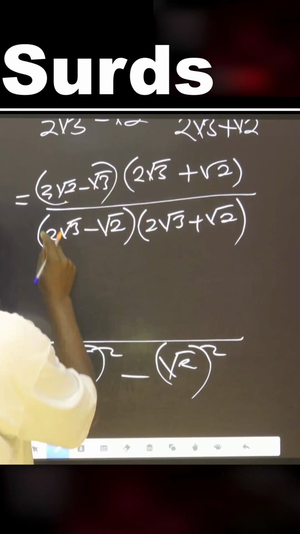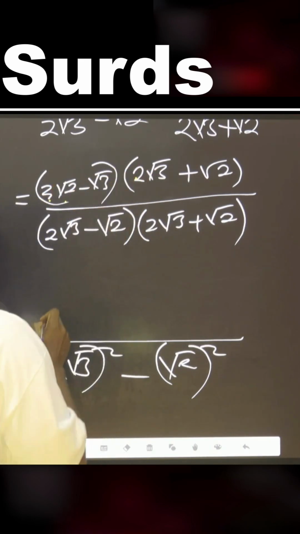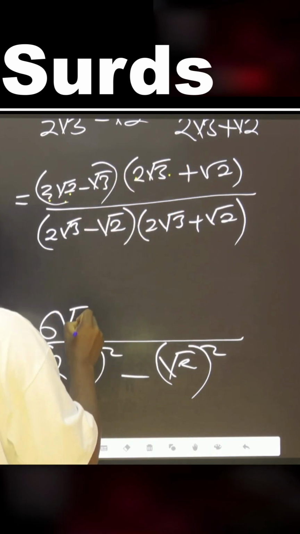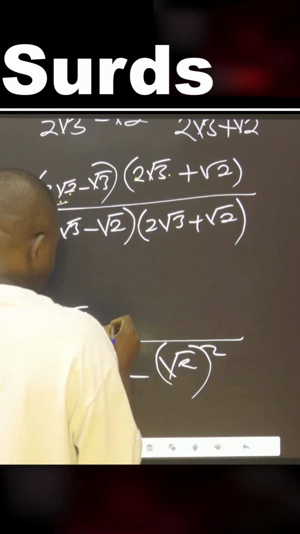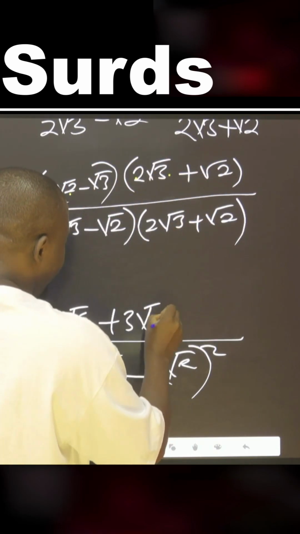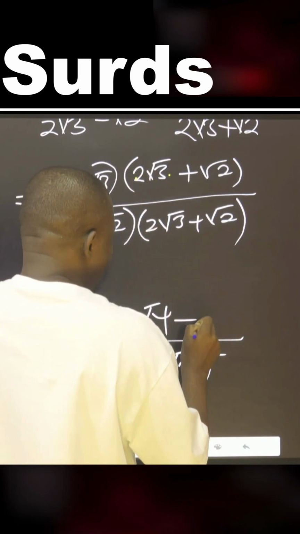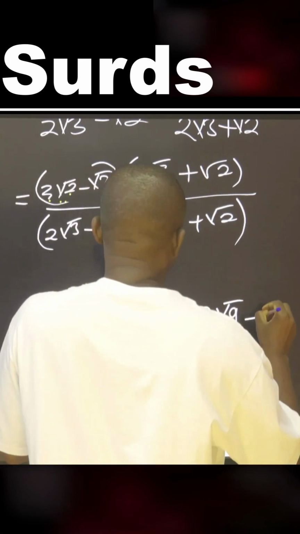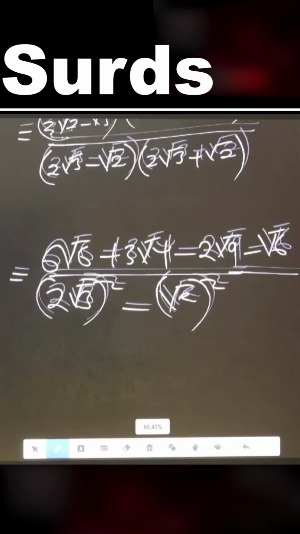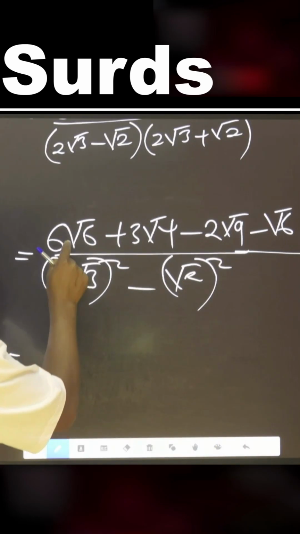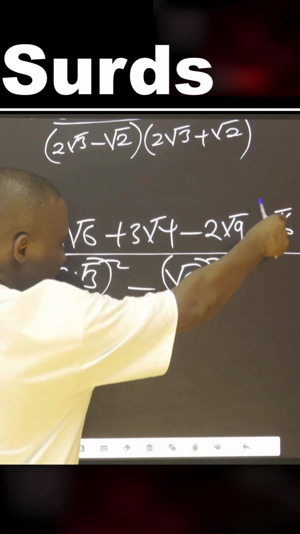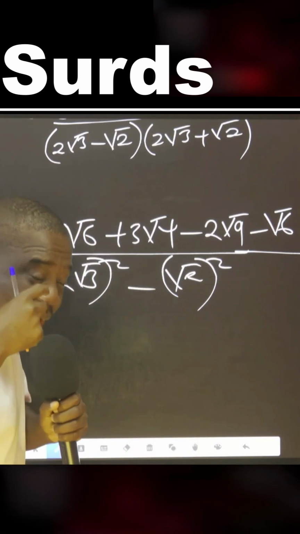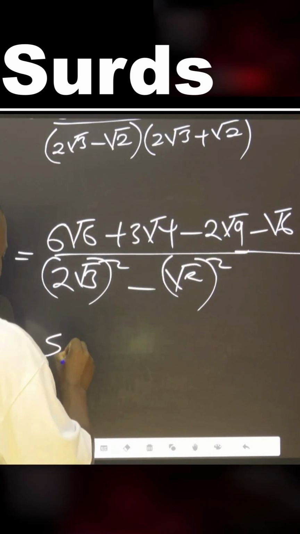This multiplied by this is 3 multiplied by 2 is 6. Square root of 2 multiplied by square root of 3 is square root of 6. This multiplied by this is plus 3 square root of 4. This multiplied by this is minus 2 square root of 9. This multiplied by this is minus square root of 6. Okay? You agree with me that this is 6 square root of 6. This is square root of 6. That is this minus this now, because they have the same square root. This minus this will give us 5 square root of 6.